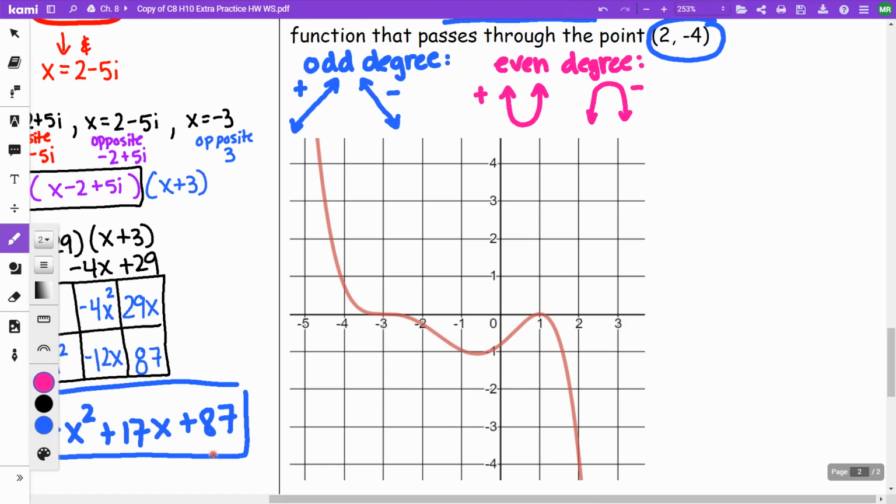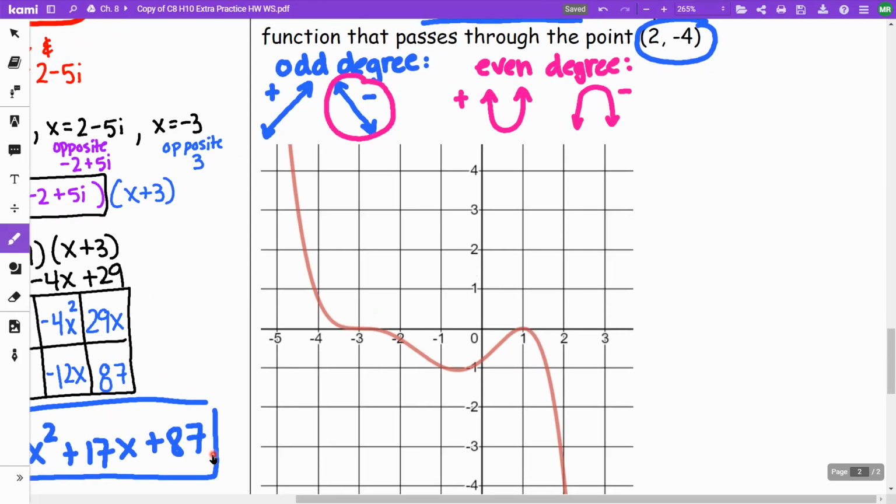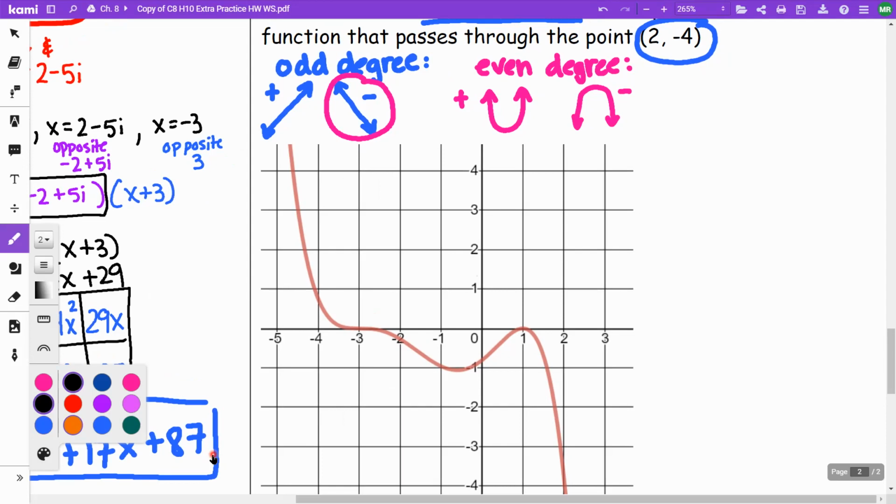So you see that we're going in opposite directions. And I'm starting from above, ending below. So that is going to be an odd degree. Okay. So just keep that in mind. Don't put your negative in. You'll get your negative when you put in your point. Okay, so let's find our x-intercepts. Okay, so pay attention to how they cross.